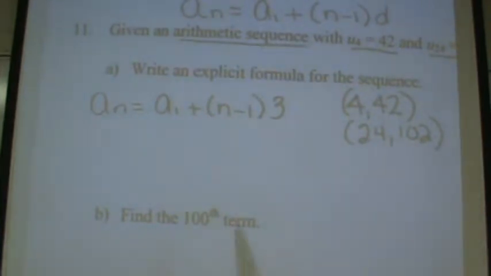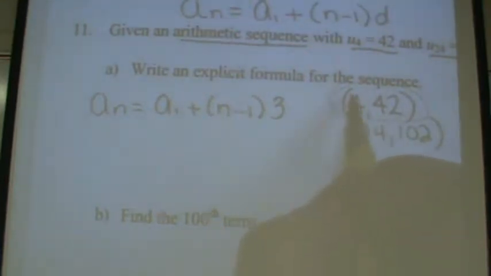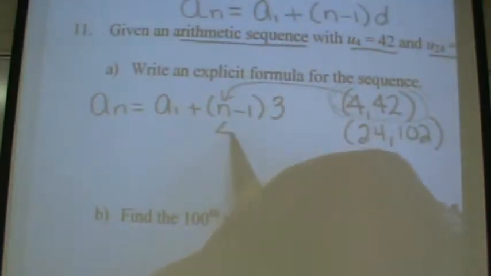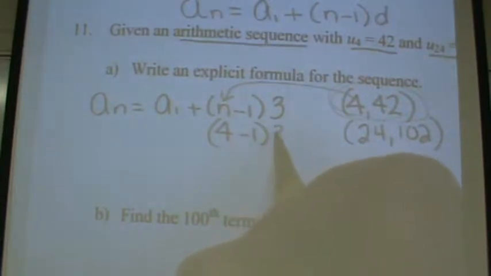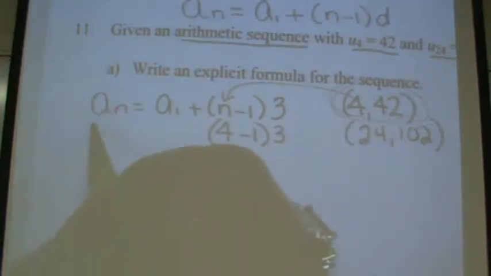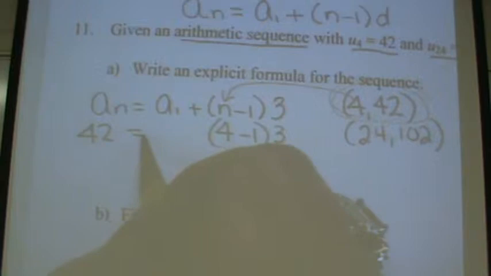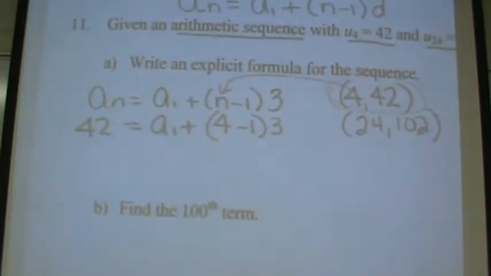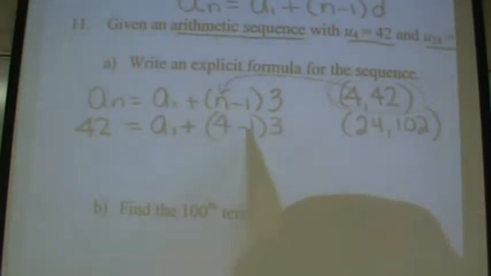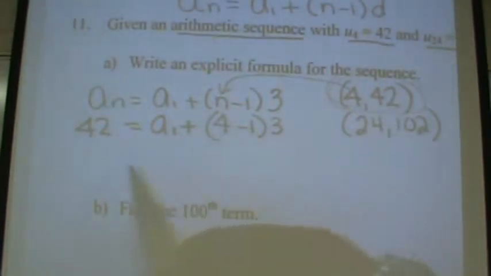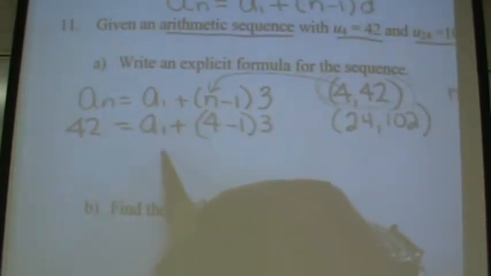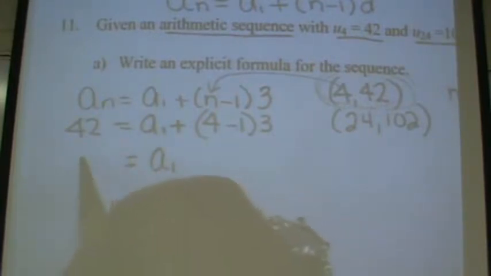Now what you're going to do is take one of these 2 points. I would do this one right here, the smaller one. So the 4th term, that's your n value, and 42 is what that 4th term is. What you're going to do now is find the first term. So 4 minus 1 is 3, 3 times 3 is 9, and you subtract, and you get the first term is 33.